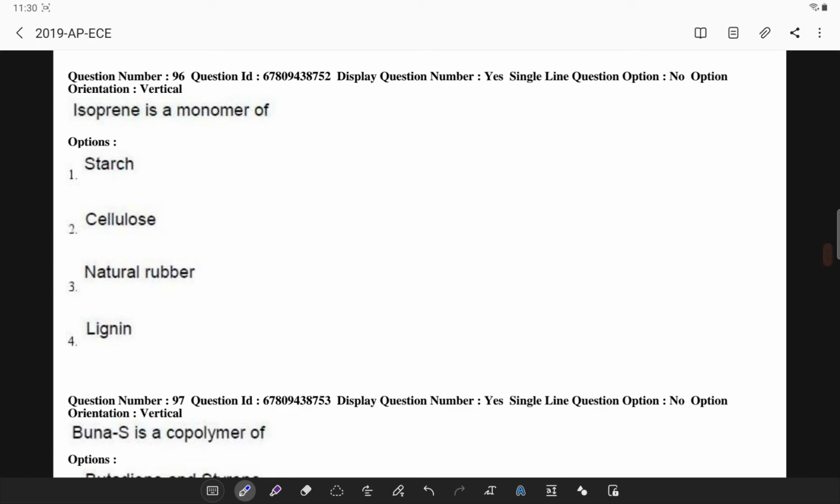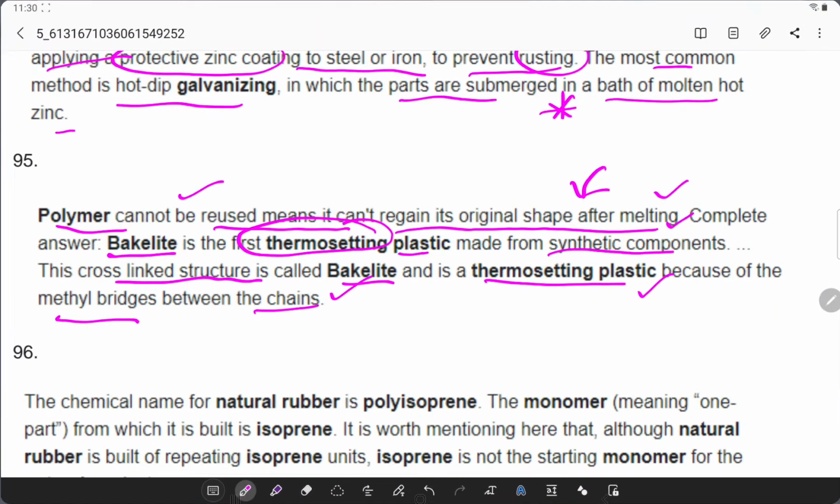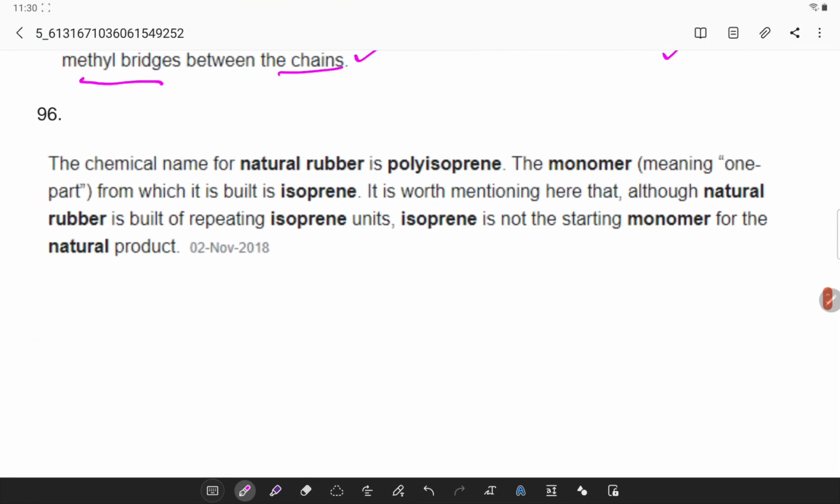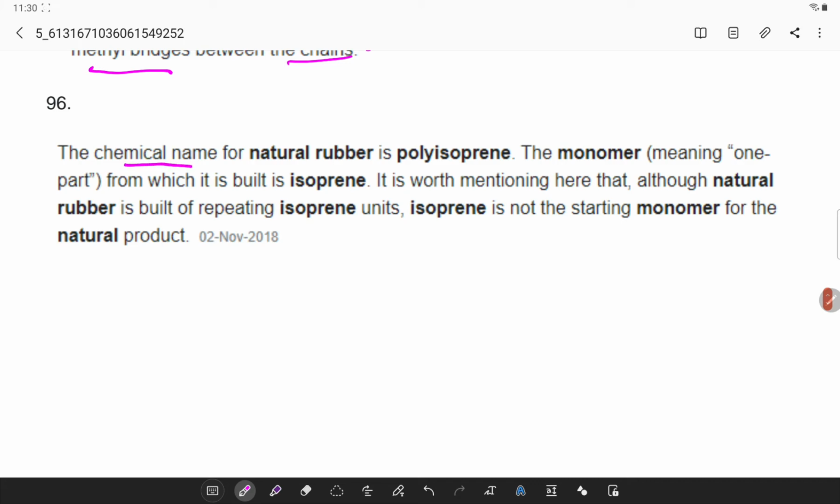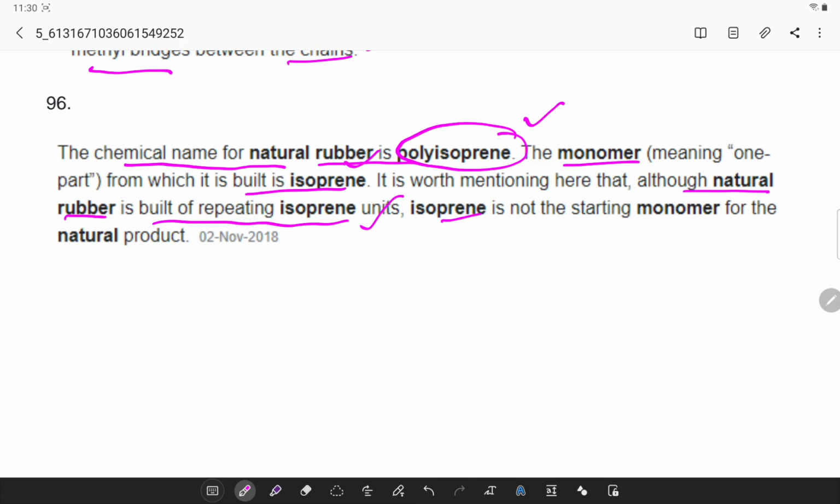So next, what exactly is isoprene? Isoprene is nothing but natural rubber. This question was also asked in earlier papers. The chemical name of natural rubber is polyisoprene. Isoprene is the monomer from which it is built. So the monomer is one part. Natural rubber is built on repeating isoprene units.